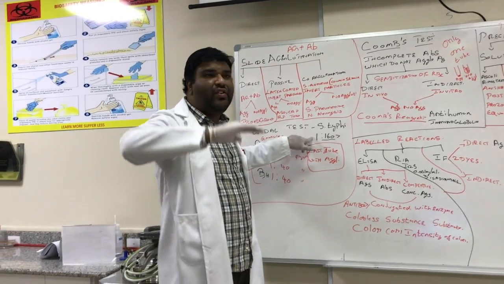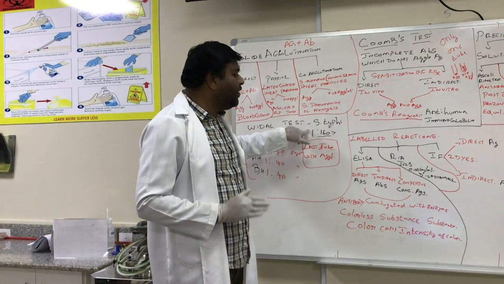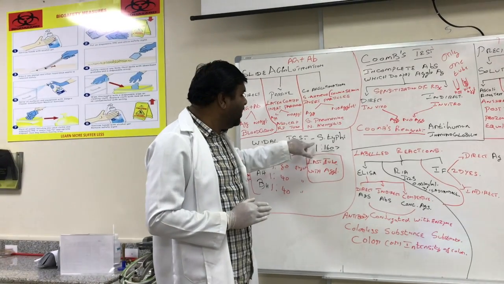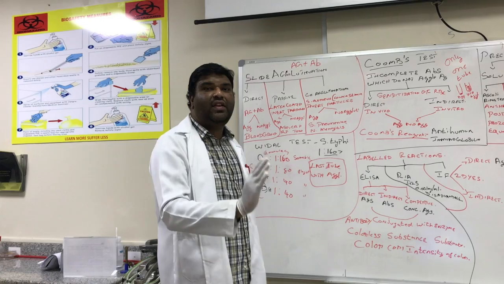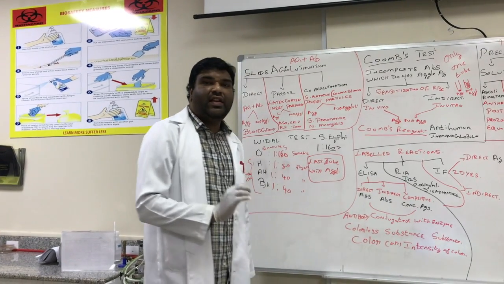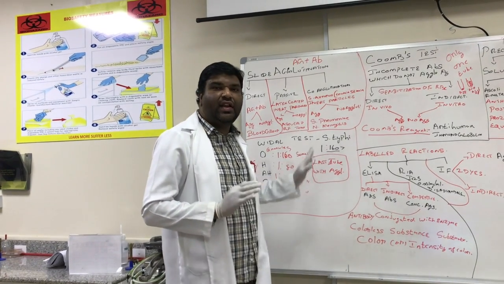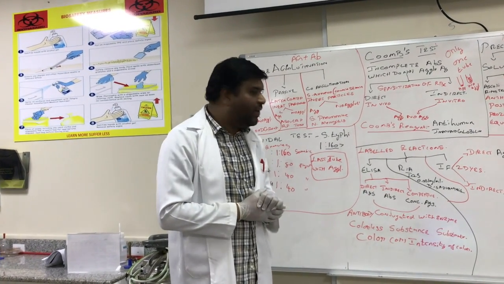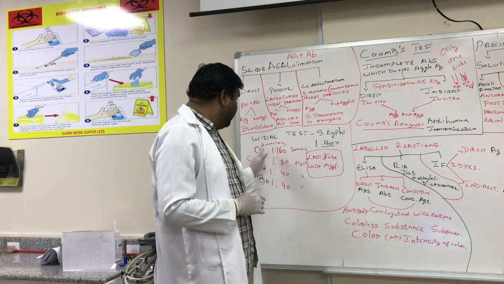What is the significant value? This is the standard value with which you have to compare. If the titer value of the sample you are getting is 1:160 or above, it is considered significant. Anything less than that is considered normal. And besides that, you have to interpret the result.